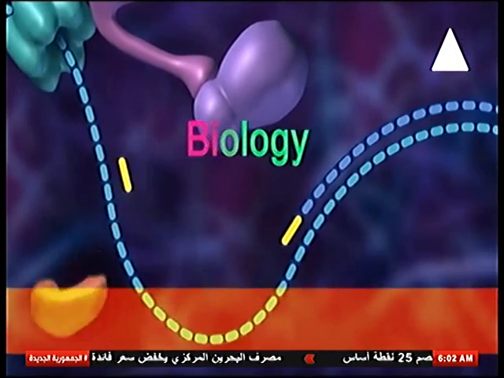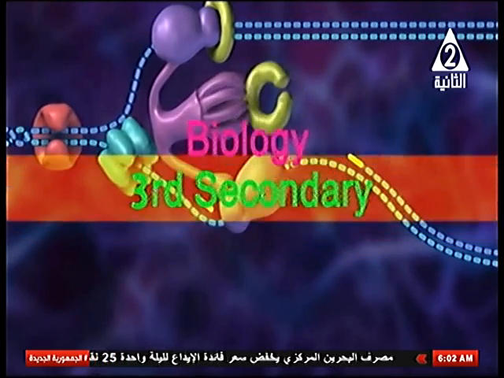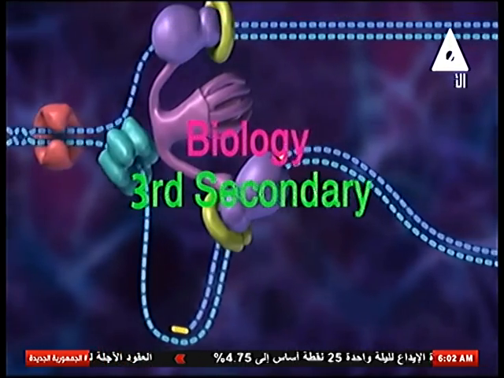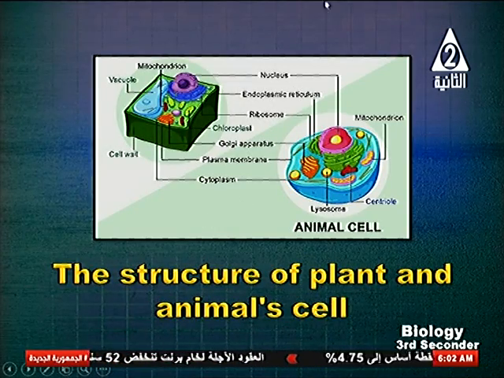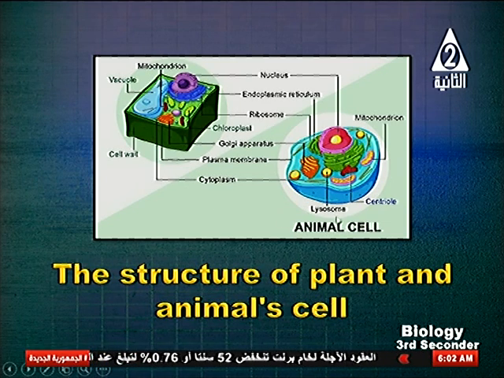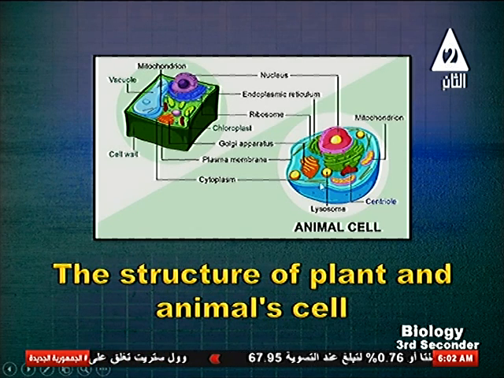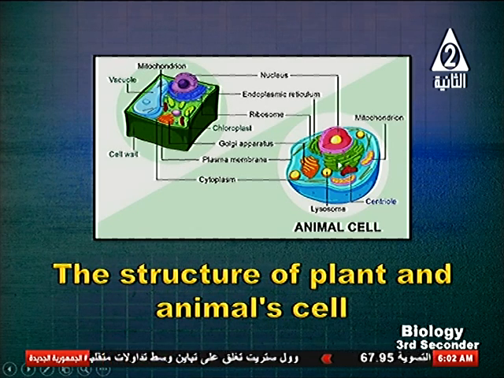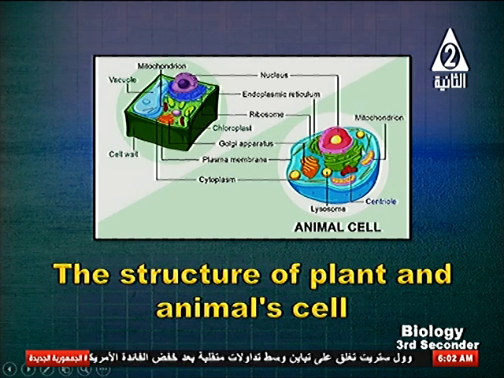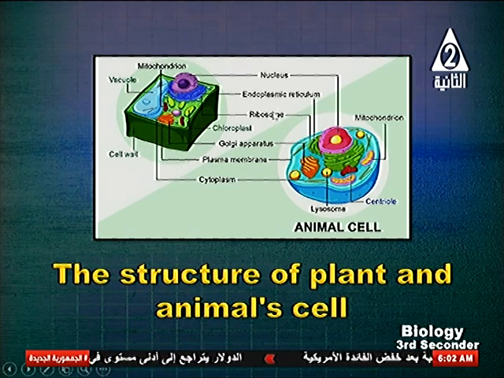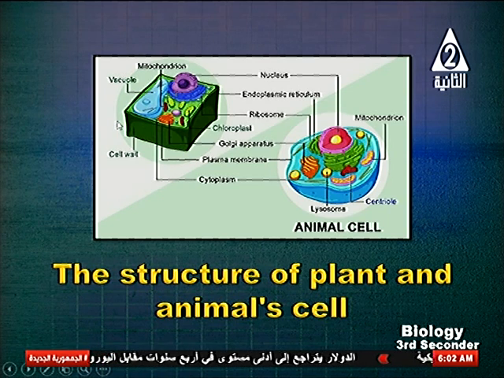Before going to study support, we need to remember the structure of the plant cell and animal cell. The plant and animal cells are similar in having a cell membrane surrounding the protoplasm. The protoplasm consists of the nucleus and the cytoplasm which carries the cell organelles. But the plant cell is characterized from the animal cell by having a cell wall which is made of cellulose fiber.